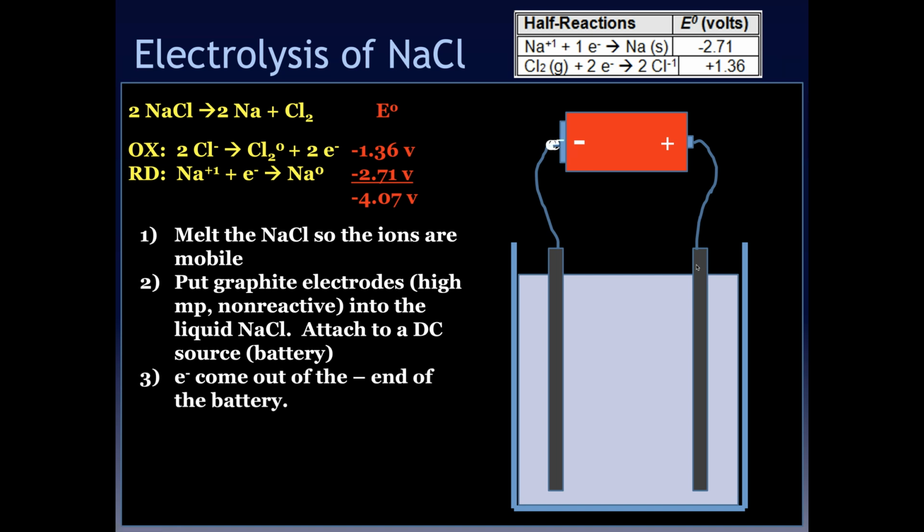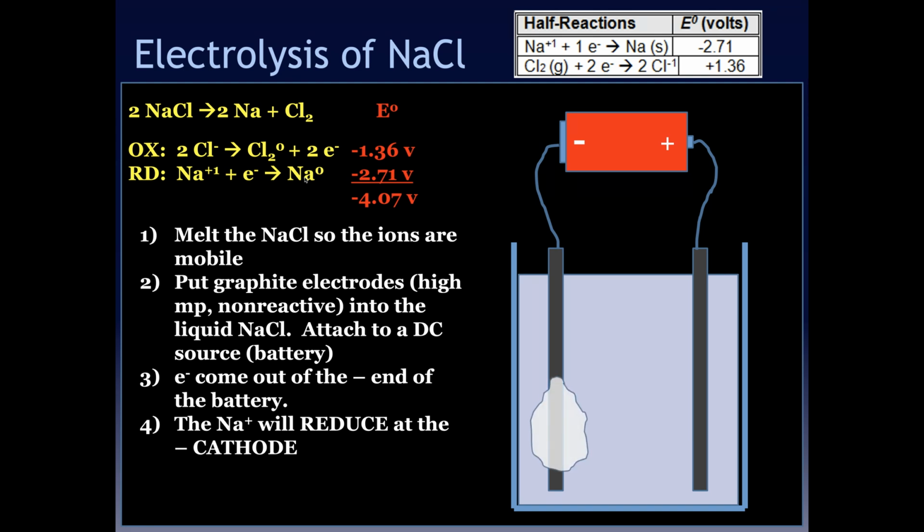So electrons will come out of the negative end of the battery and into the graphite electrode. Now, the graphite doesn't want these electrons. However, they're coming out with enough force that the positive ions are attracted to the negative electrons. They can't help themselves. Opposites attract. And when the sodium ions touch those electrons, the sodium ions will gain the electrons that came out of the battery and turn into pure sodium. And the sodium will build up on that electrode over time. So what you can do is just pull that electrode out, scrape off the sodium, and off you go.